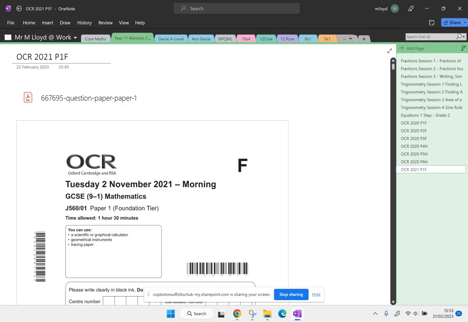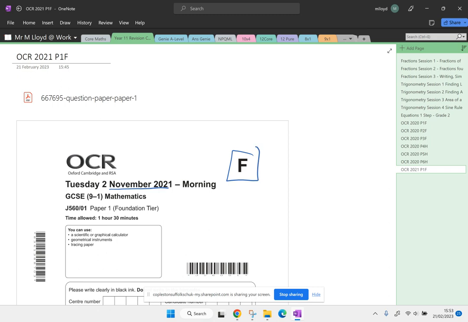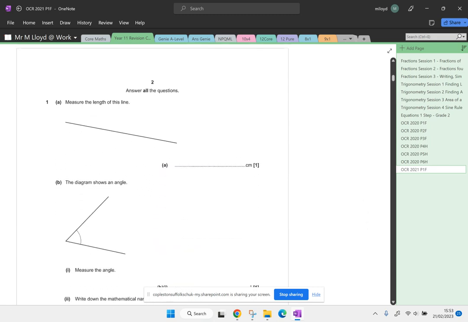Hello, welcome. We are back. We are working on the November 2021 paper. This is paper 1, foundation tier, and we are allowed that calculator. Let's get into it, see how many we can get done.